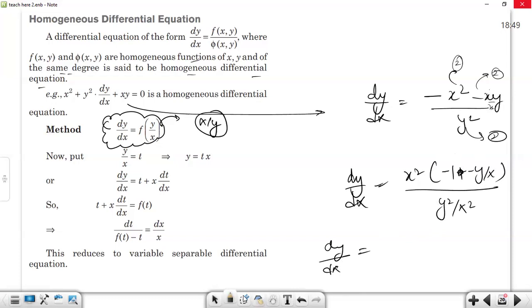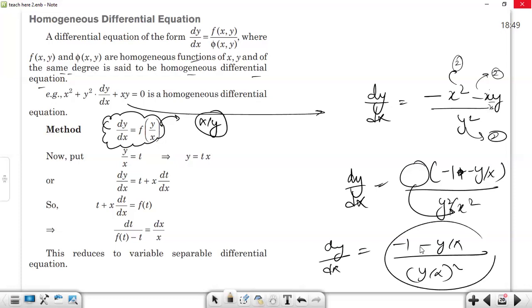No, we have taken common. So I'm not dividing anything. We have taken common, so x square will be written downwards. It will come down, and now it can be written as this: minus 1 minus y over x, y over x whole square. So now this has become a function of y over x. So this is also a sign of being a homogeneous differential equation.